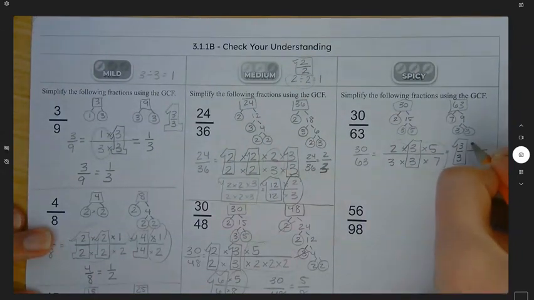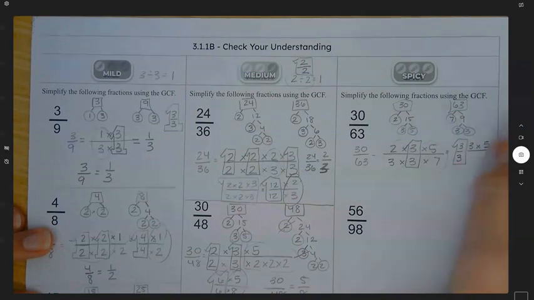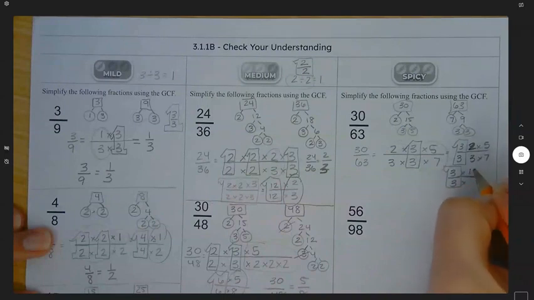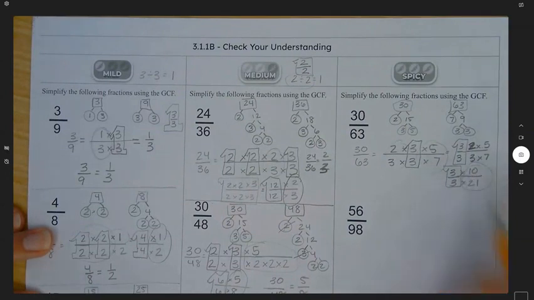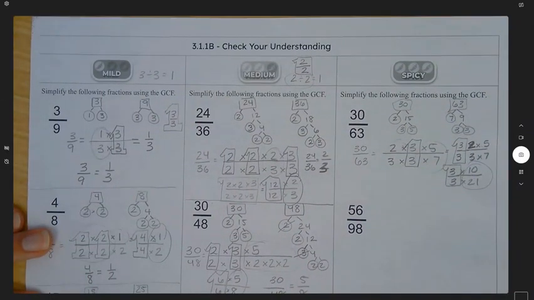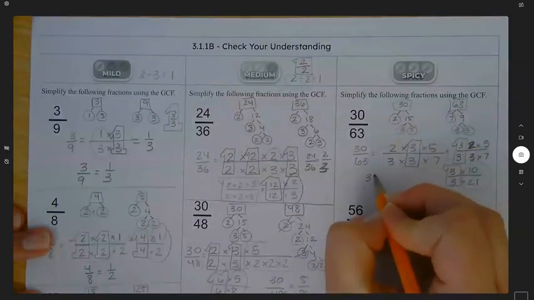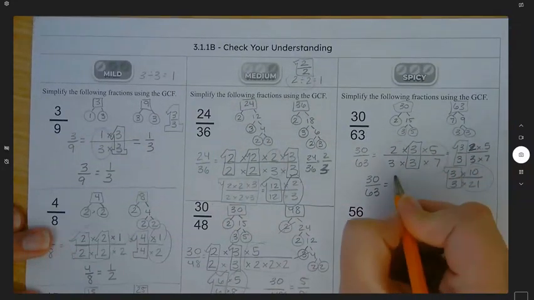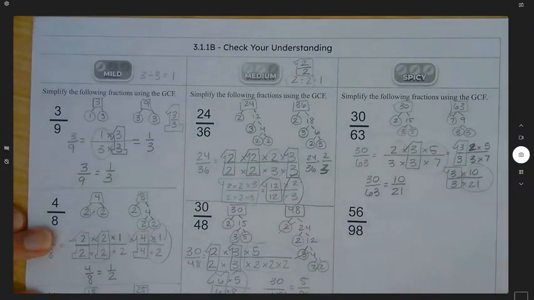And what we're going to do is actually multiply, oops, not a 3, a 2, multiply those back together, which would give us 3 over 3 multiplied by 10 over 21. So what is left over outside of our giant one is our simplified version of the fraction. So 30 over 63, the simplest form is 10 over 21.